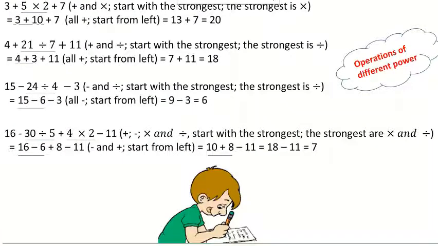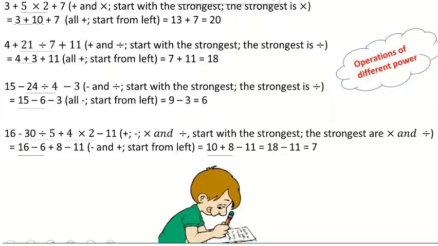Now, what if you have operations of different power? So here, as you can see, what we have is 3 plus 5 times 2 plus 7. So we have addition and multiplication. You always start with the strongest, and the strongest here is the multiplication. So I'm going to underline the multiplication because I'm going to start by multiplication.